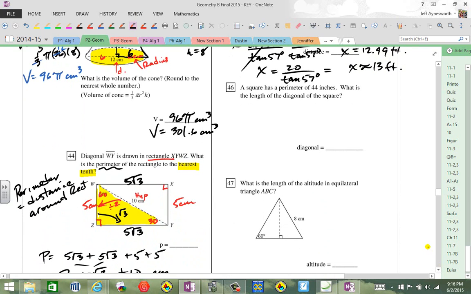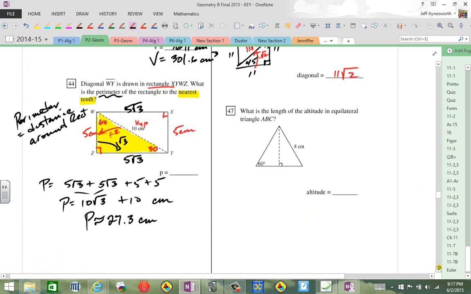All right. Number 46, a square has a perimeter of 44 inches. What is the length of the diagonal? Well, you need to know its side, right? So if you have a square here and the perimeter is 44, 44 divided by 4 is 11, as you guys know. So the sides of the square are 11. But what's the diagonal? Well, we know it's a 45-45-90. So all you do is multiply 11 by root 2, and you get 11 rad 2 and you're done. Or you can use your Pythagorean theorem. Either one, but that's it.